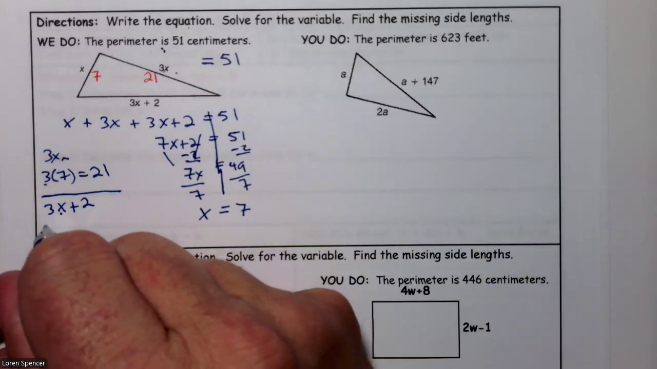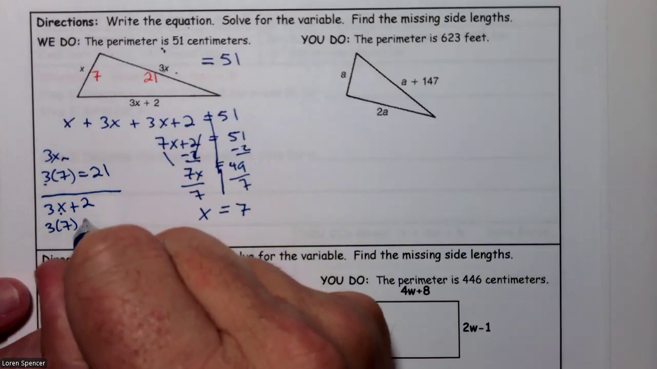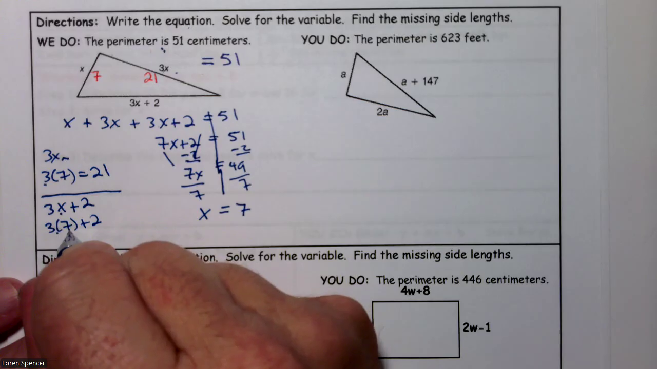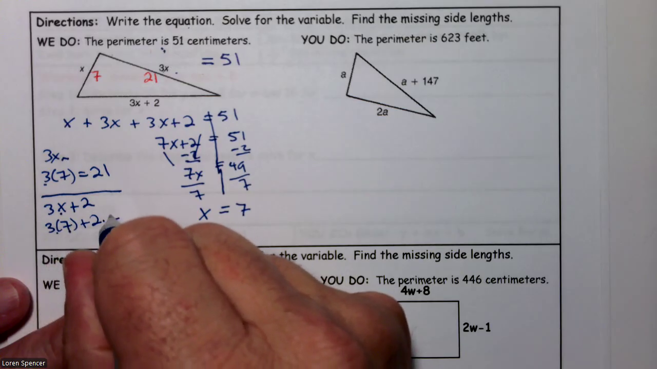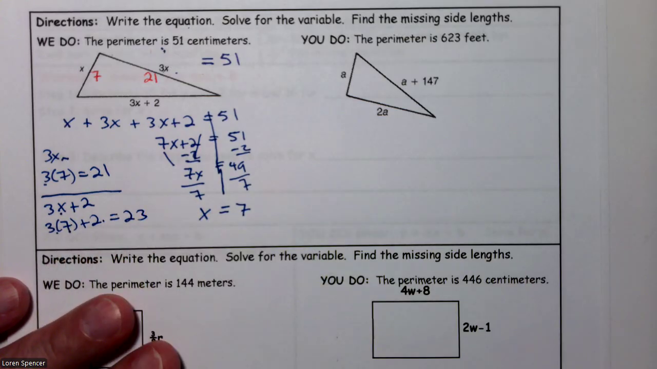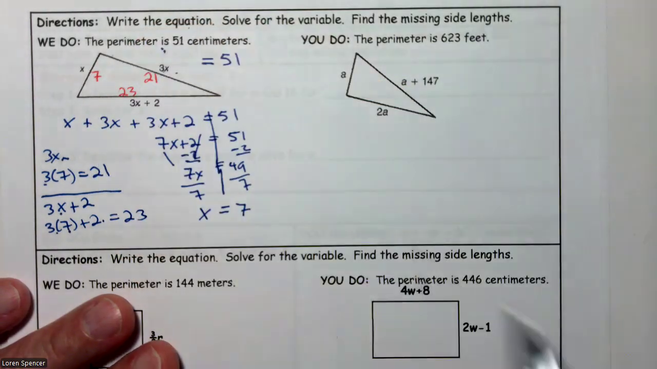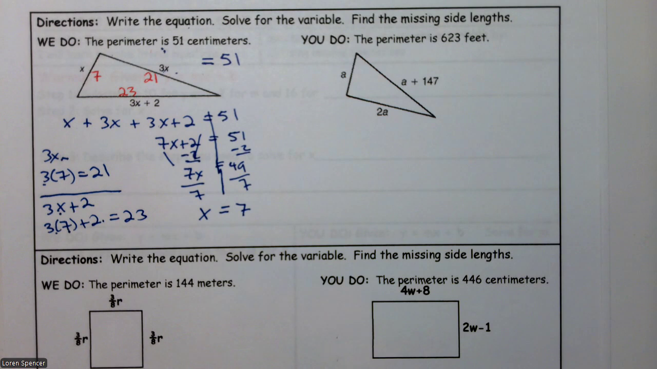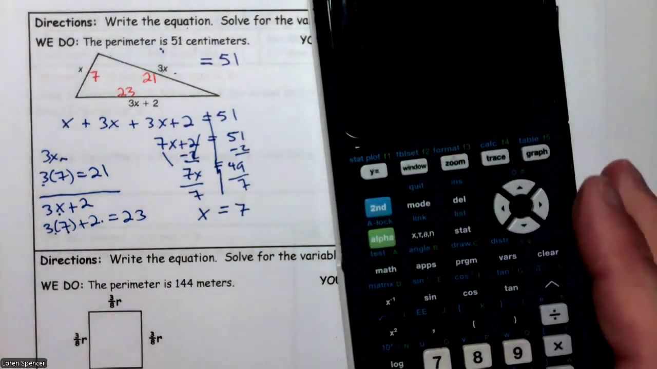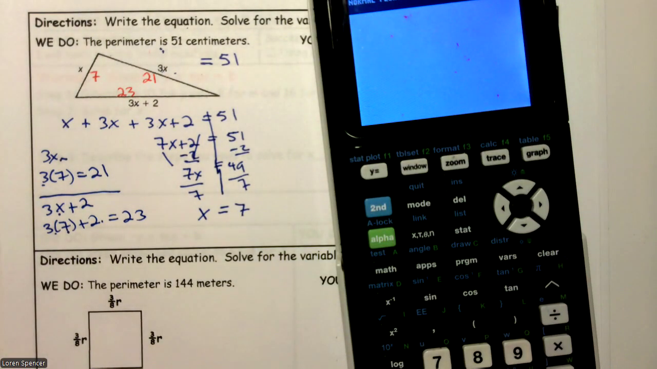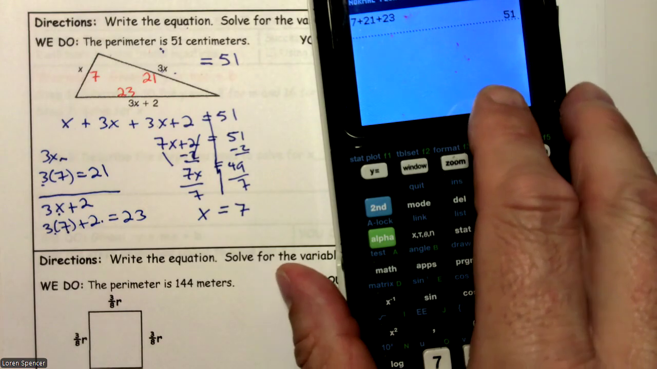So instead of an x, I'm going to put a 7. 3 times 7 is 21, plus 2 equals 23. So this side right here is 23. Let's check that out. Let's grab a calculator real quickly. 7 plus 21 plus 23 is 51. All right, so that's the way you operate these perimeter problems. Let's keep going on.